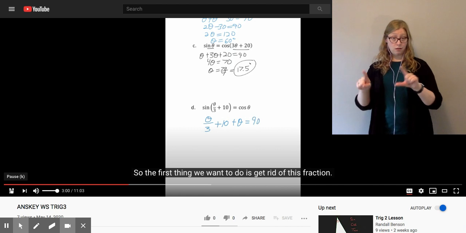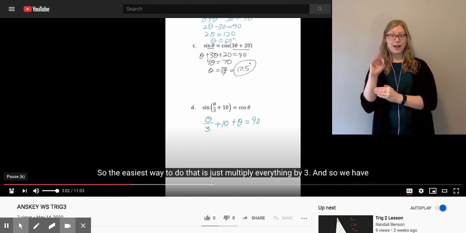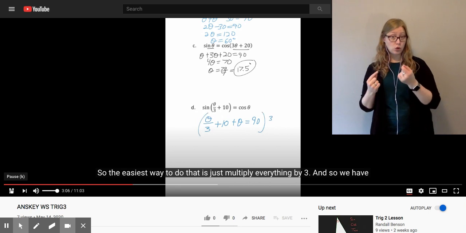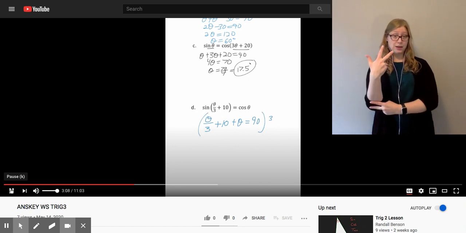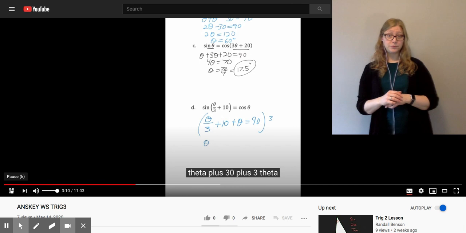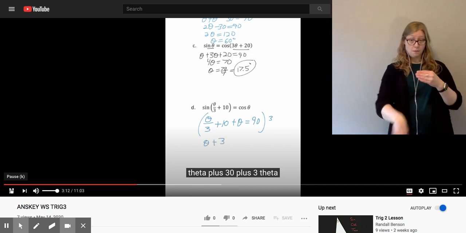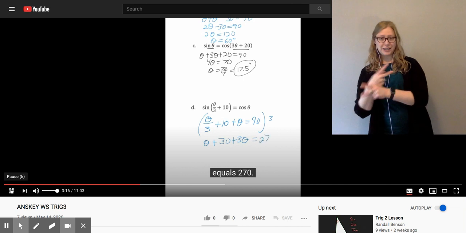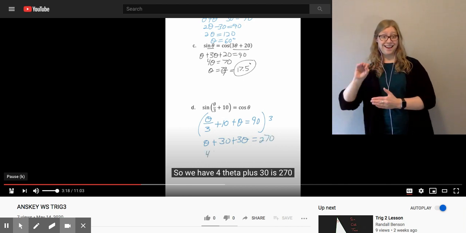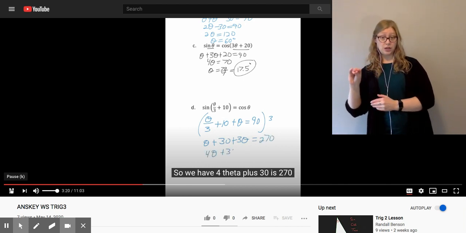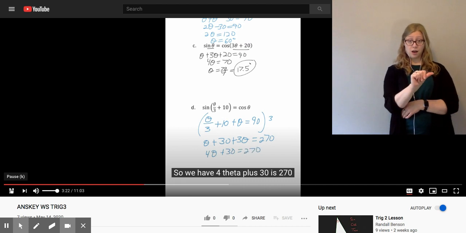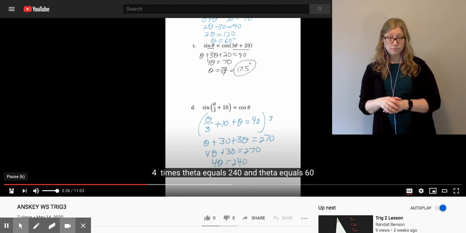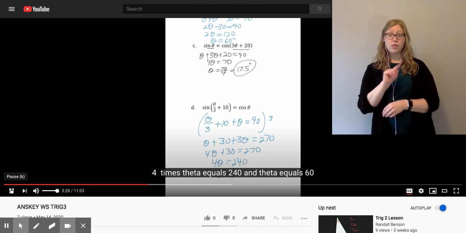So the first thing we want to do is get rid of this fraction. So the easiest way to do that is just multiply everything by 3. And so we have theta plus 30 plus 3 theta equals 270. So we have 4 theta plus 30 is 270. 4 times theta equals 240, and theta equals 60.